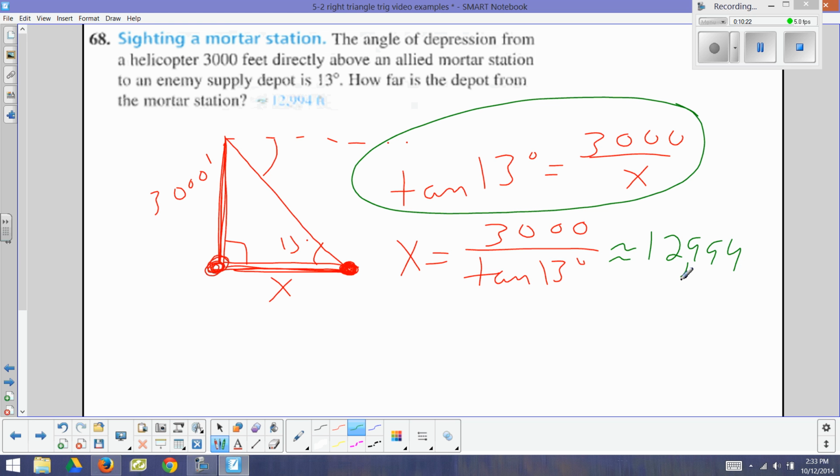And then when you do that, you'll get 12,994 feet. Or if you want to do more decimal places, it was 0.42762.